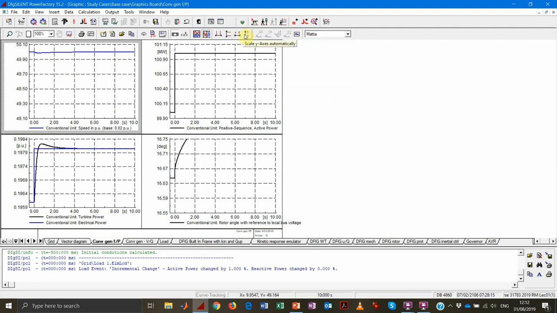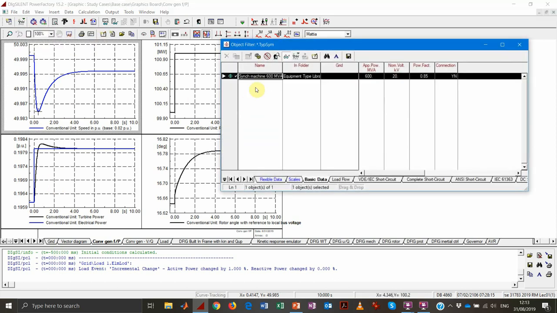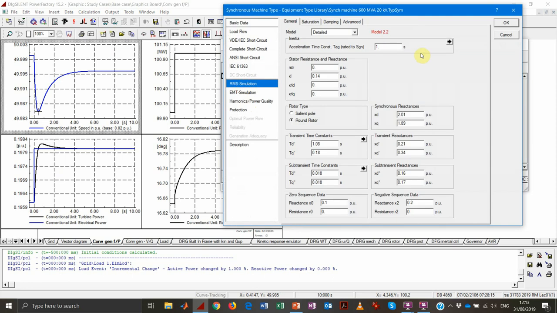We see now that the situation is much more relaxing because we again reach the steady state frequency. You see that we reach again the value that we were reaching in the previous case when we had a steady state value. So that's 49.996 hertz. But you will see that the nadir in this case got down to 49.985. So let's take the inertia back to the 10 seconds that we had at the beginning.